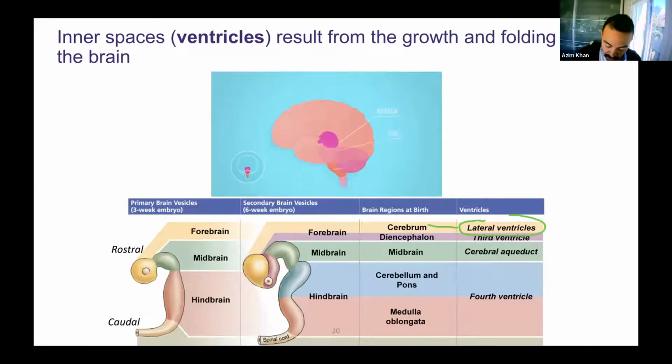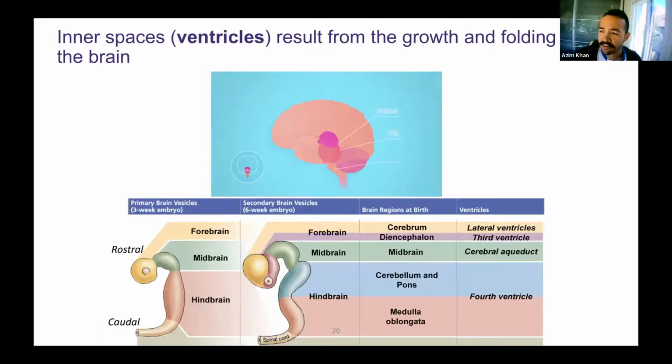The third ventricle is sandwiched between the diencephalon. The cerebral aqueduct is at the level of the midbrain. And the fourth ventricle is in between the cerebellum, pons, and sort of by the medulla. Let's actually take a look at this in a cadaver brain.